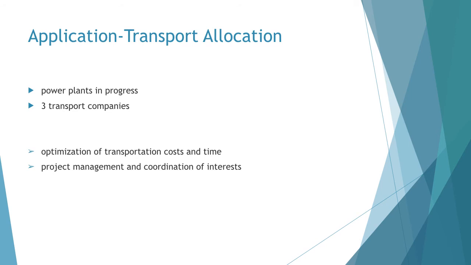So the problem is, how should the three companies' transport tasks be allocated to meet the lowest transport cost and make reasonable use of the various resources to ensure that the three companies cooperate best? This case is not only about the optimization of transportation cost and time. It's more about considering the issue of project management and coordination of interests. Therefore, we can study the transport distribution problem from the perspective of cooperative game.